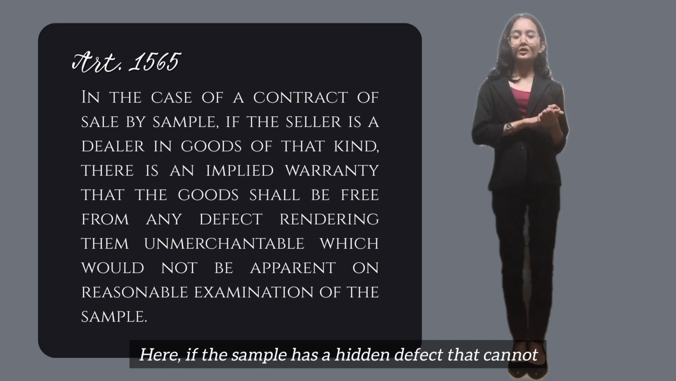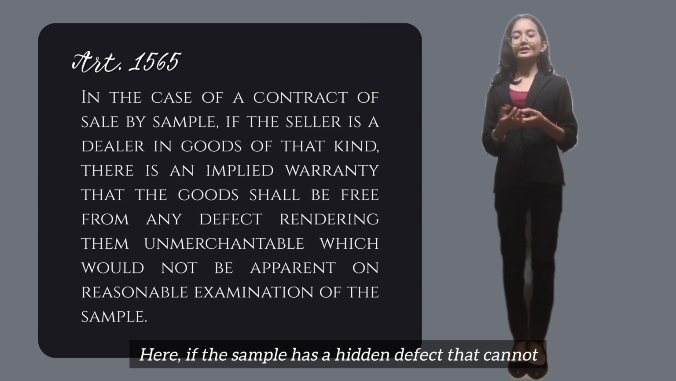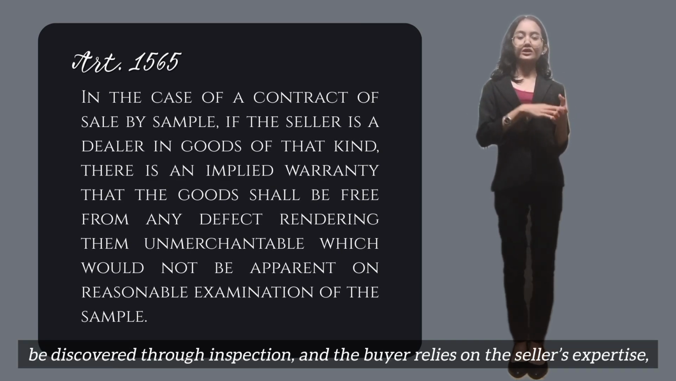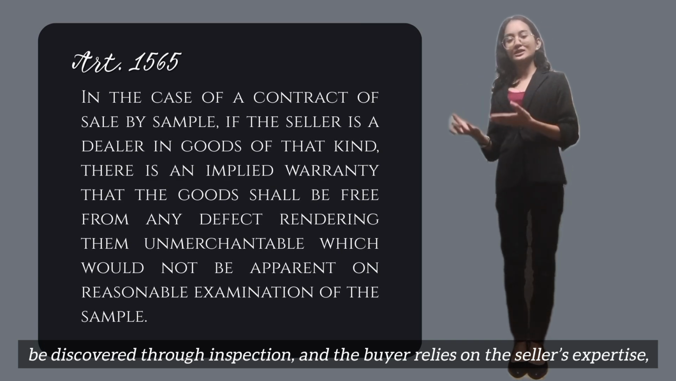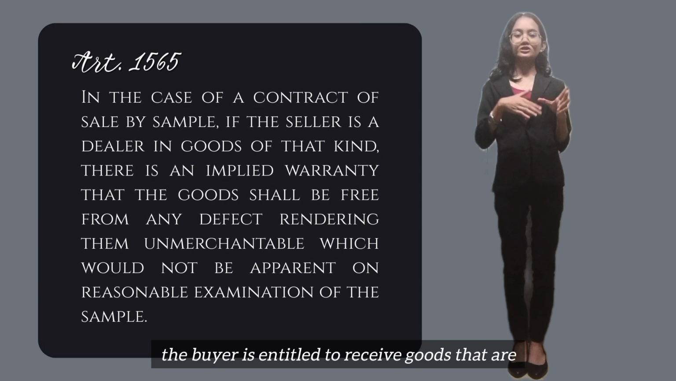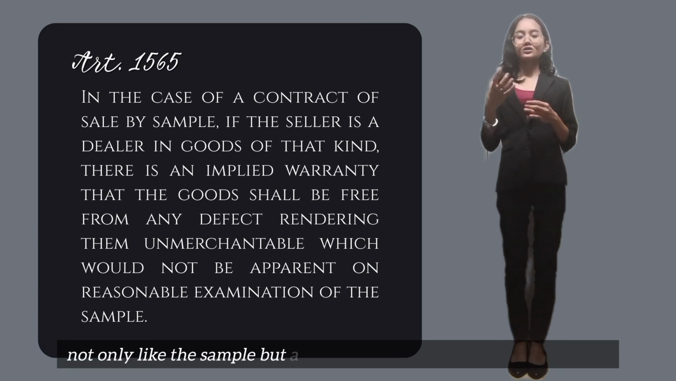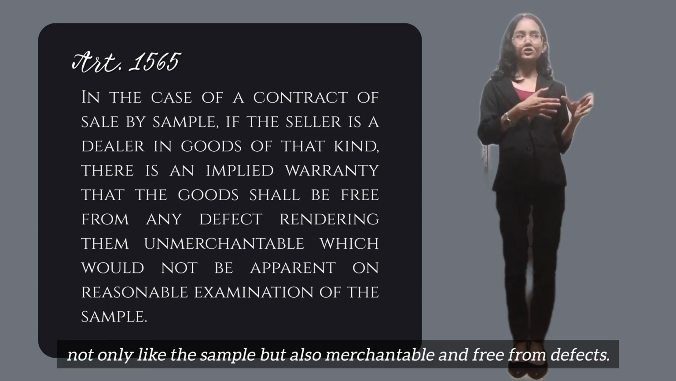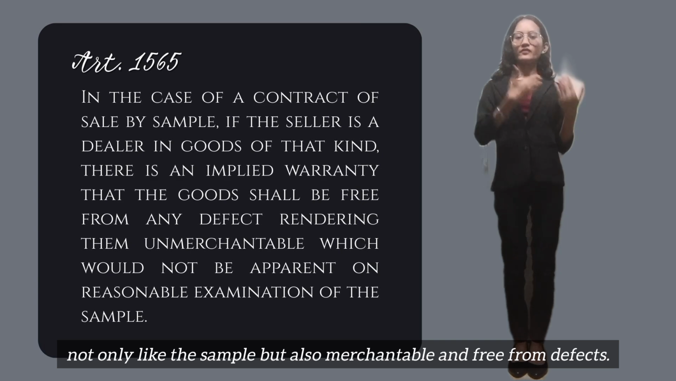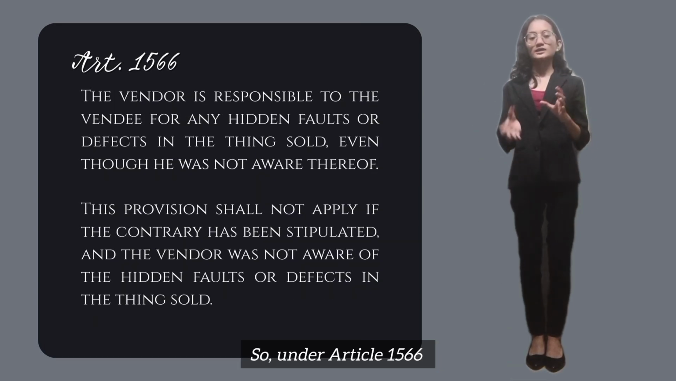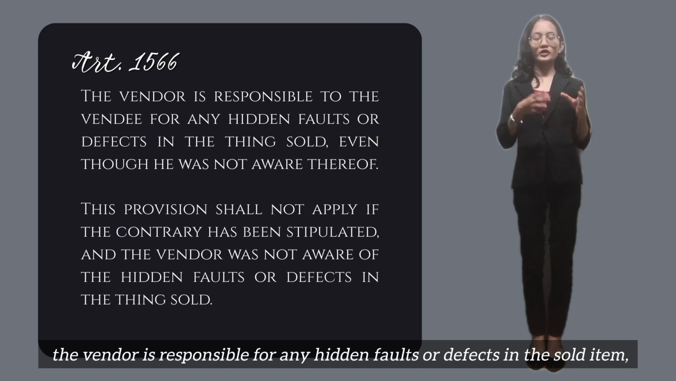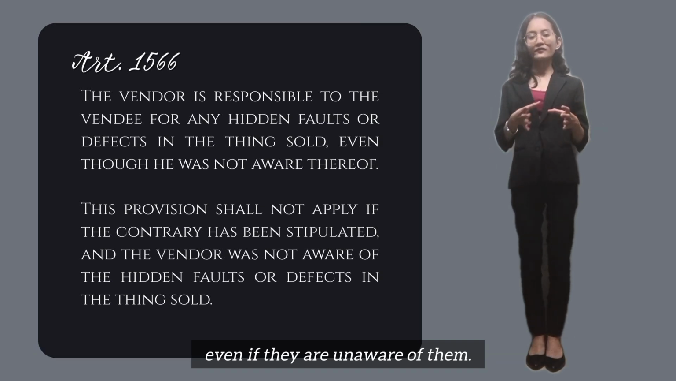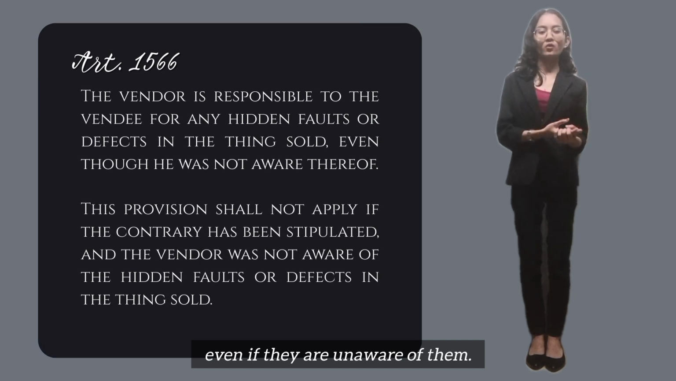If the sample has a hidden defect that cannot be discovered through inspection, and the buyer relies on the seller's expertise, the buyer is entitled to receive goods that are not only like the sample but also merchantable and free from defects. So, under Article 1566, the vendor is responsible for any hidden faults or defects in the sold item, even if they were unaware of them.